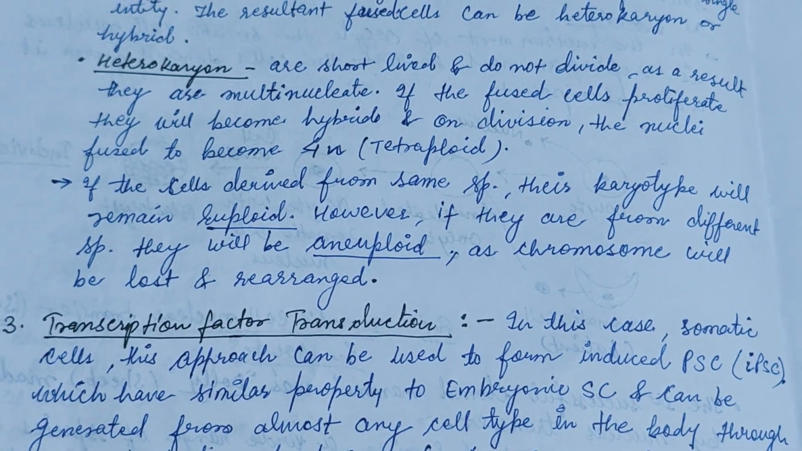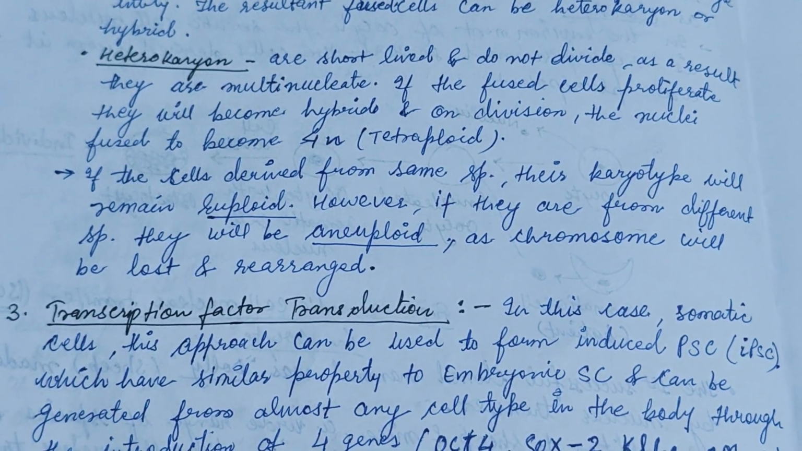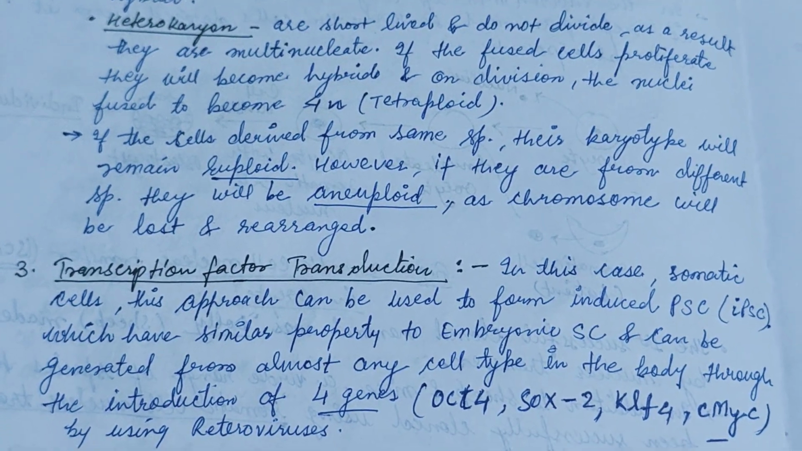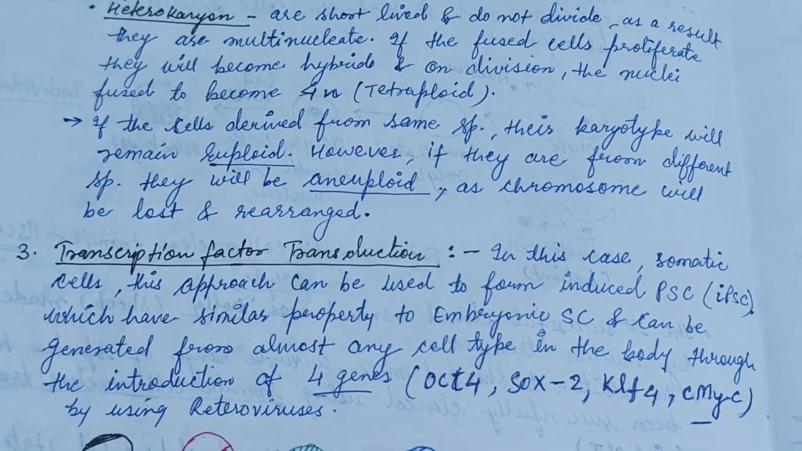What is a heterokaryon? It is short-lived and does not divide. As a result, it is multinucleated. If the fused cells proliferate, they will become a hybrid, and on division, the nuclei fuse to become tetraploid.